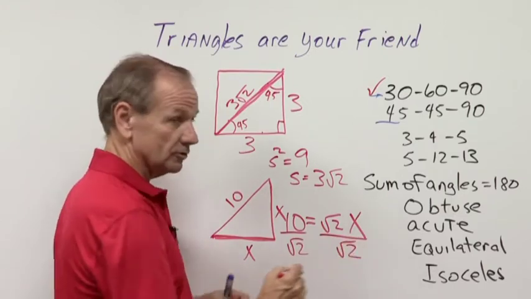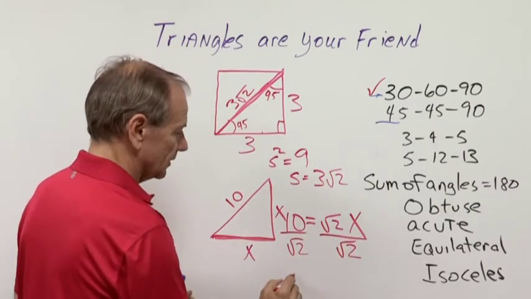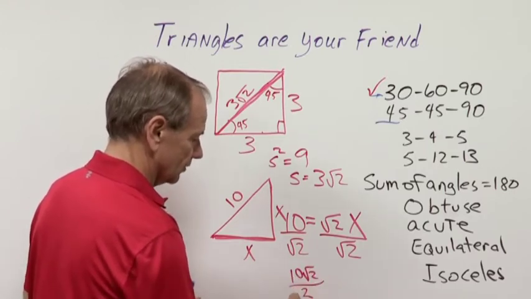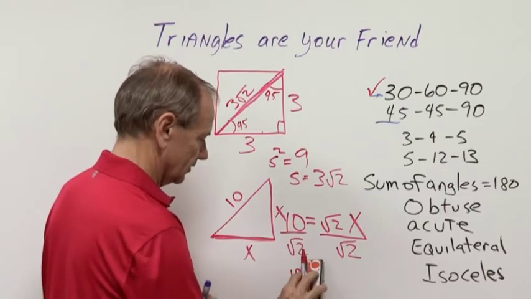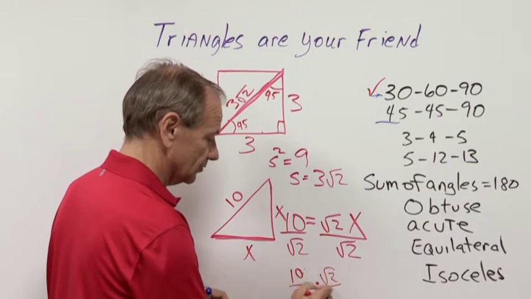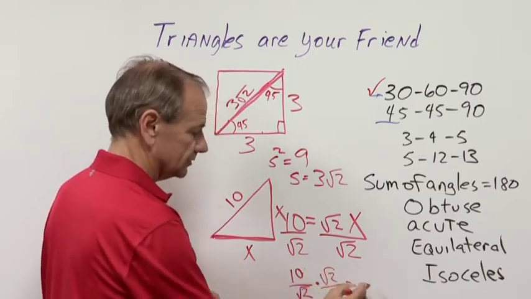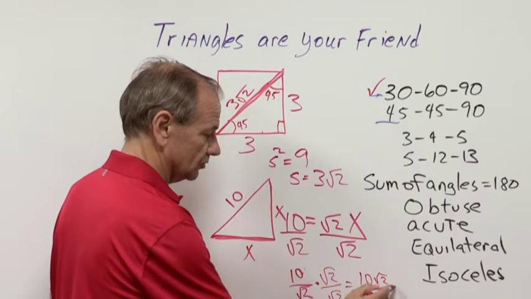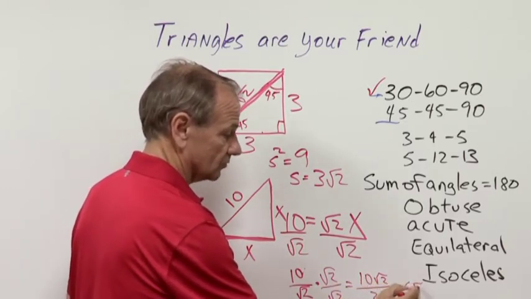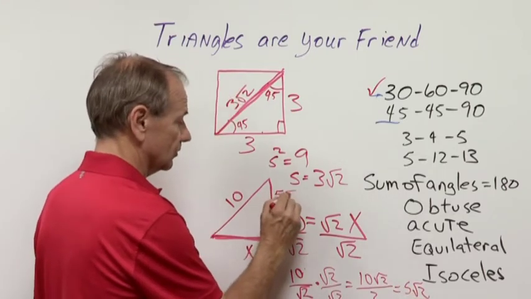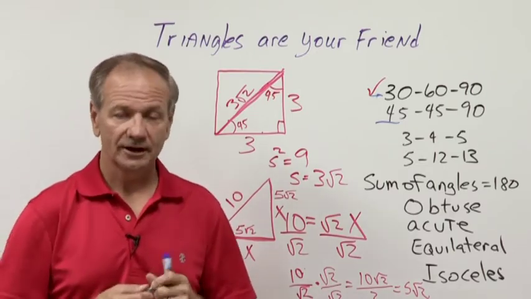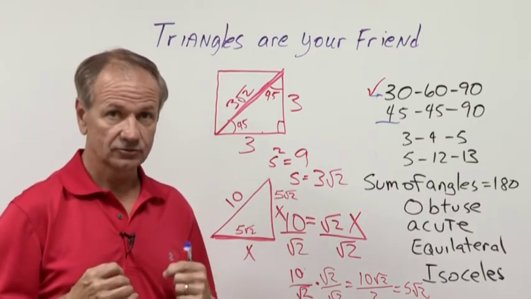The pattern should be looking familiar, just like what we did on the other one. Now we multiply 10 over the square root of 2 times the square root of 2 over the square root of 2. This is going to give me 10 square roots of 2 over 2. But 10 over 2 gives me 5, so it makes the answer 5 square roots of 2. So that would be 5 square roots of 2, and this is 5 square roots of 2. So that's how we look at the 45, 45, 90 triangles.